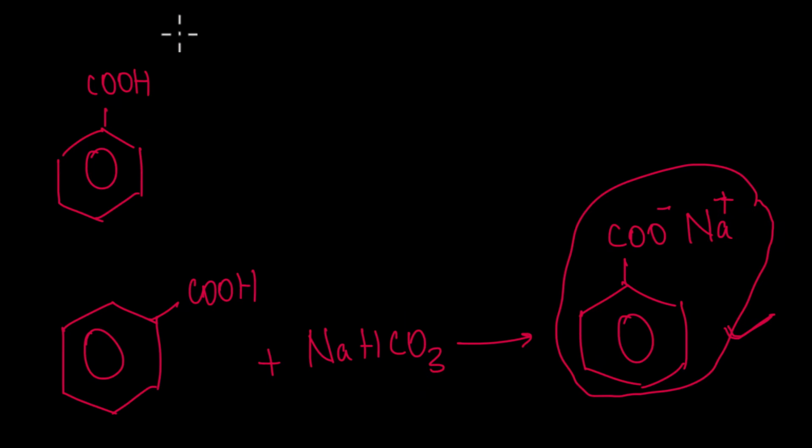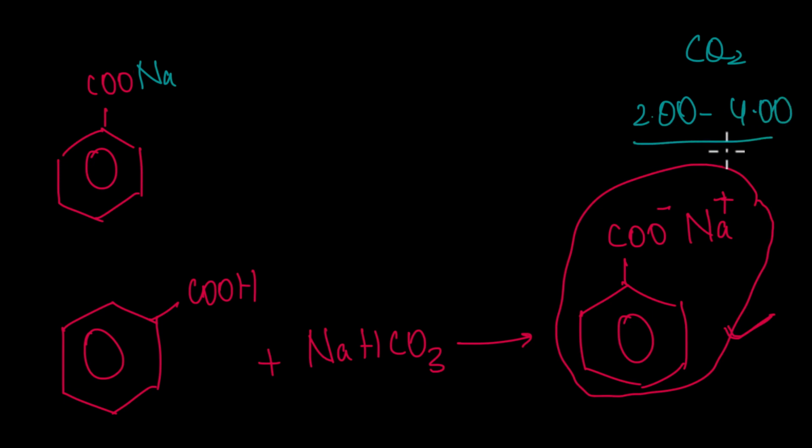Wait, chemists can do a little bit more than this. We're going to replace this H as we were doing before, and we're going to replace it with sodium, right? And now, because cold drink has some CO2 in it, it is a low pH solution. It has a pH between 2.00 to 4.00, right? Which is where benzoic acid shines. This is exactly the pH where benzoic acids work.